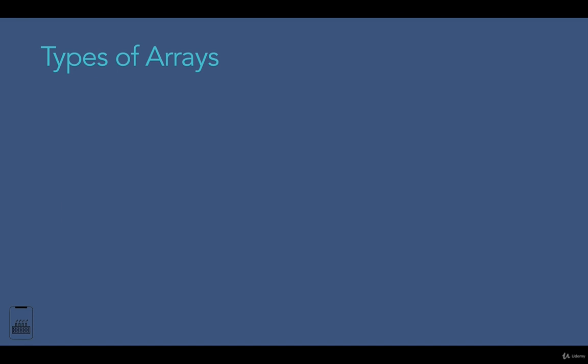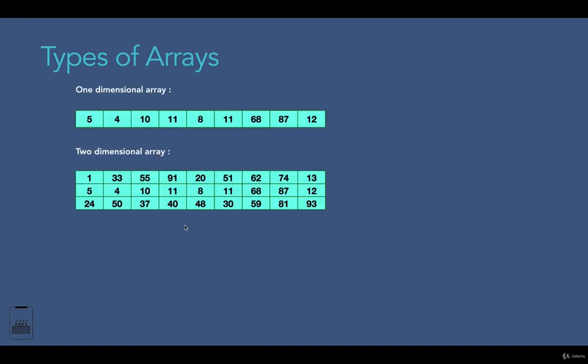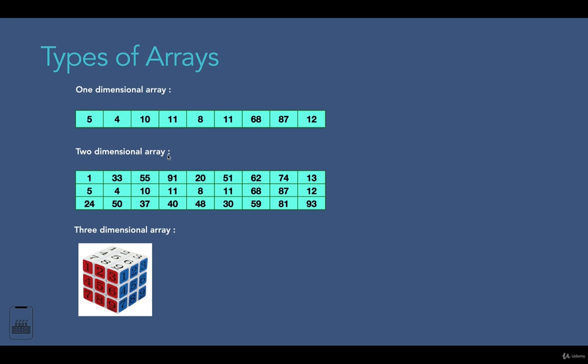So if you combine everything together, our one-dimensional array will look like this, and the two-dimensional array will look like this, and the three-dimensional array will look like this. And mainly these are the three types of arrays that are used in programming broadly.